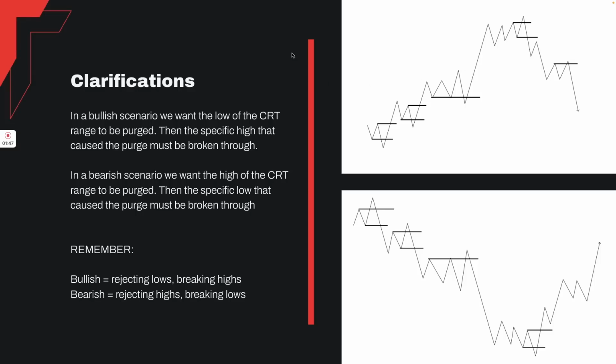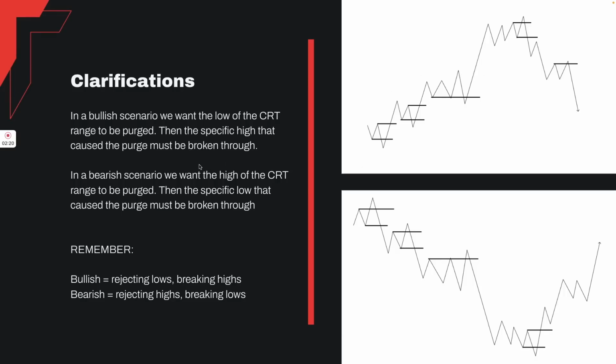Before we move forward, I just want to clarify some things. This may sound repetitive for those who watched my previous videos. However, this is the most important concept that will boost your trading success. In a bullish market, we want the low of the CRT range to be purged. Then the specific high that caused the purge must be broken.